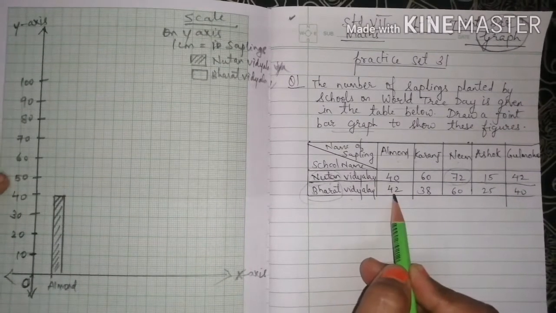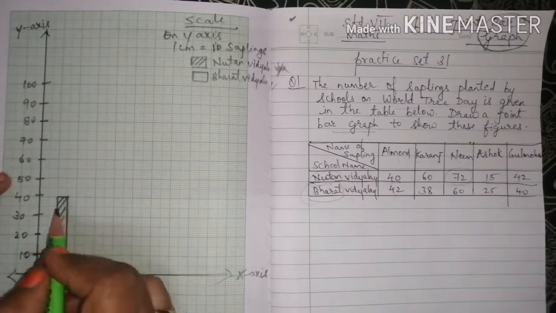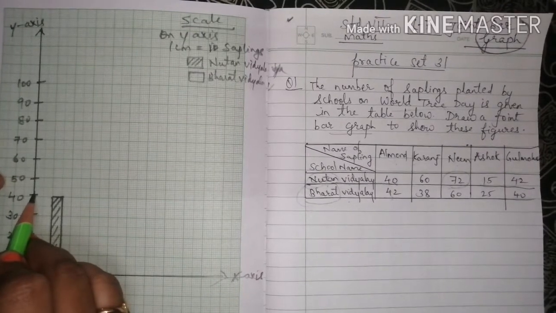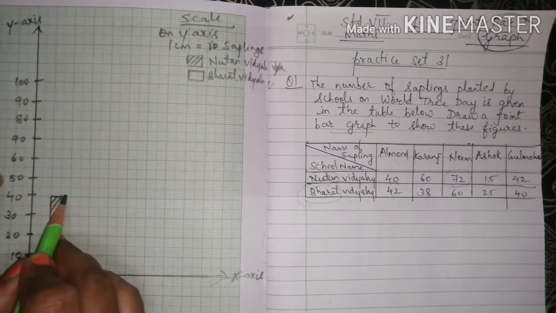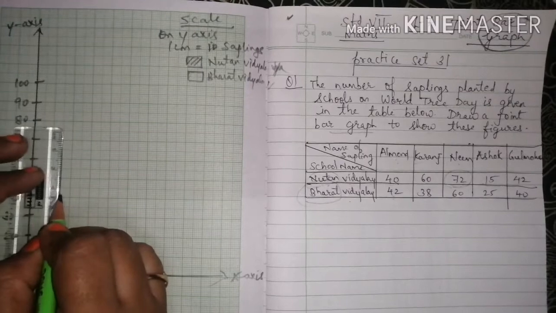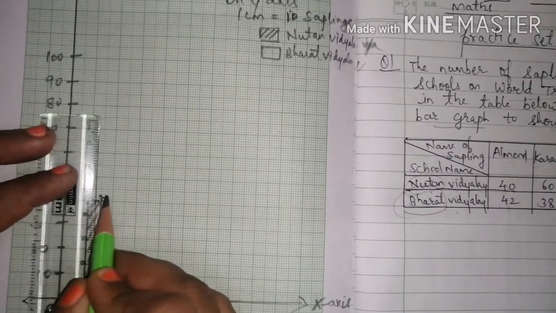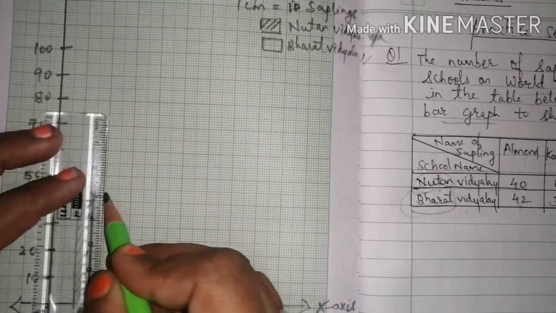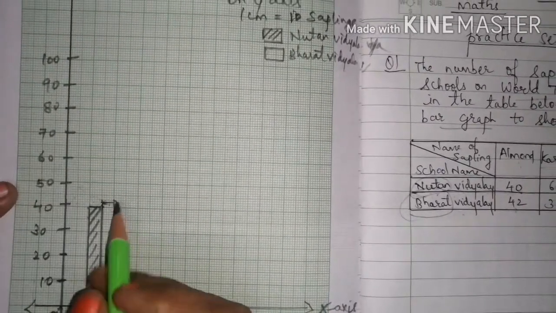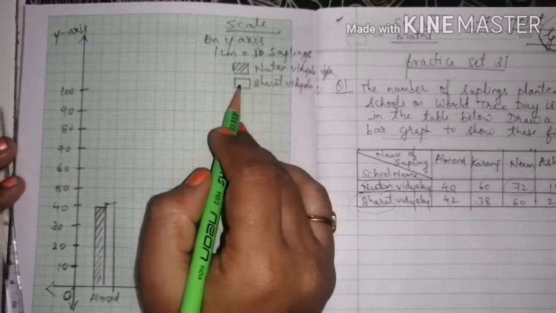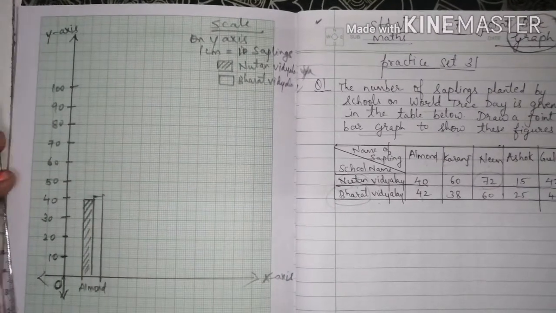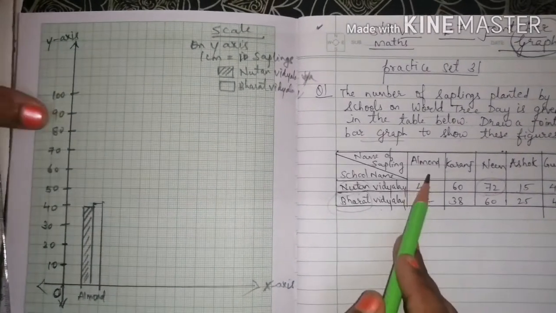Now Bharat Vidyalaya has planted 42. So from 40, the small 2 boxes, if you go up, it will be 42. So little 2 boxes you have to go up. 2 boxes up, that will be the 42. And these are Bharat Vidyalaya. So Bharat Vidyalaya we leave unshaded. So keep it as it is. So we have finished with the almond.